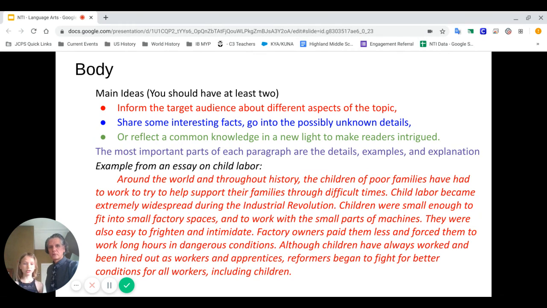Children were small enough to fit into small factory spaces to work on the small parts of machines. They were also easy to frighten and intimidate. Factory owners paid them less and forced them to work long hours in dangerous conditions. Although children have always worked and been hired out as workers and apprentices, reformers began to fight for better conditions for all workers, including children.